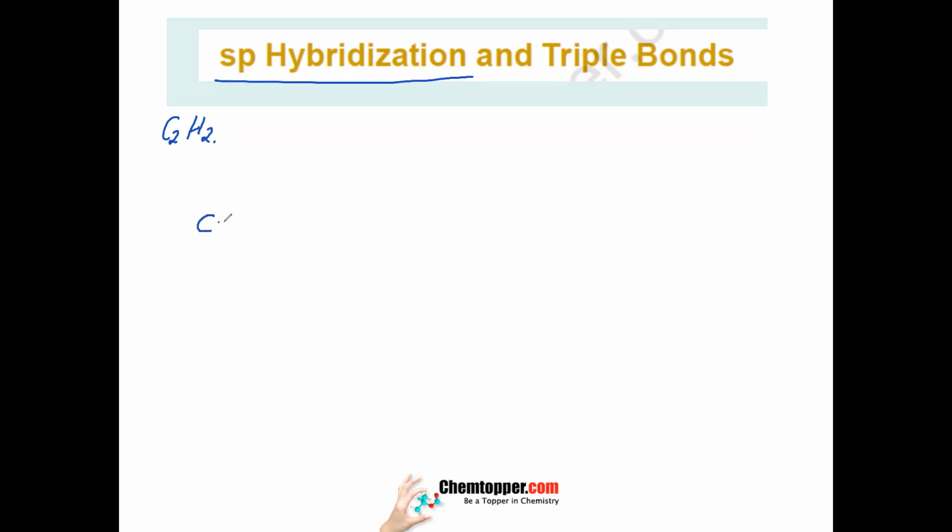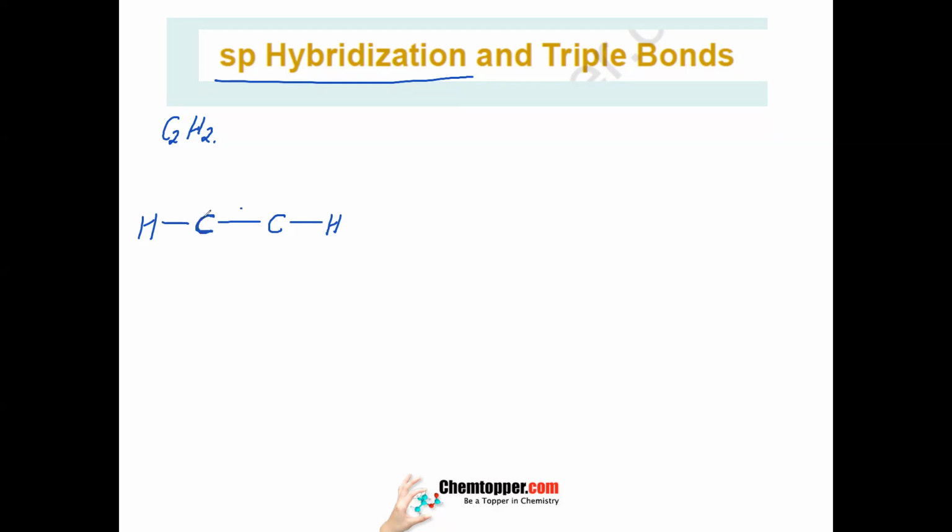Carbon is chemically bonded to carbon, and there is one hydrogen here and one hydrogen here. This is the skeleton. Hydrogen can never be the central atom. That's why I made it like this. I didn't put any hydrogen in the center, because you remember rule number 1: hydrogen can never be the central atom. Yes, Siddharth, you are right.